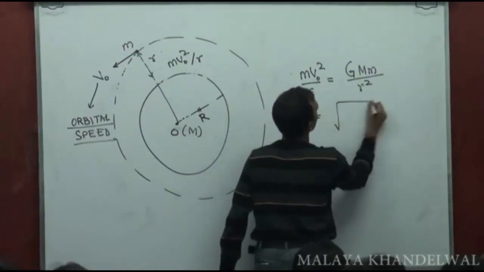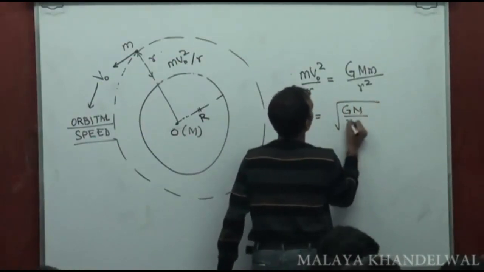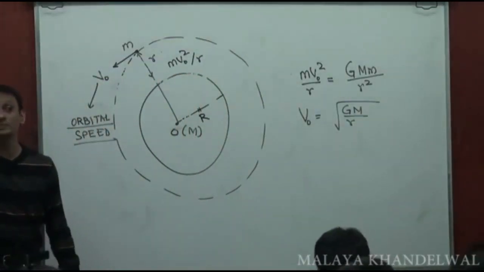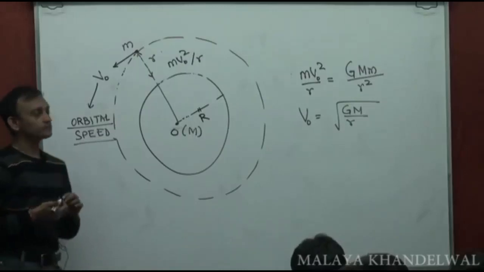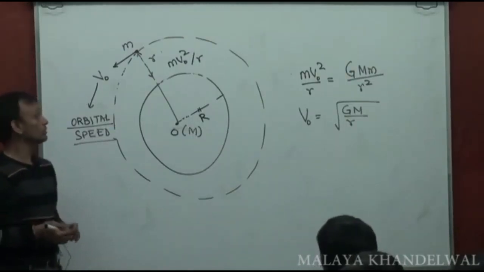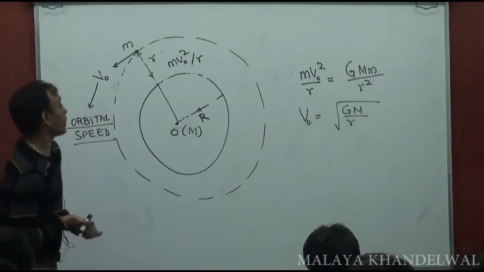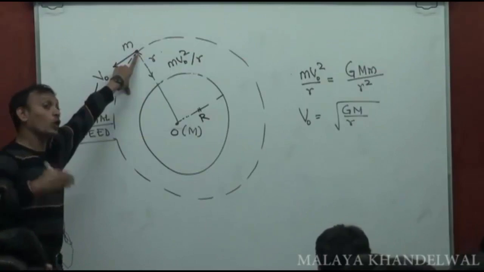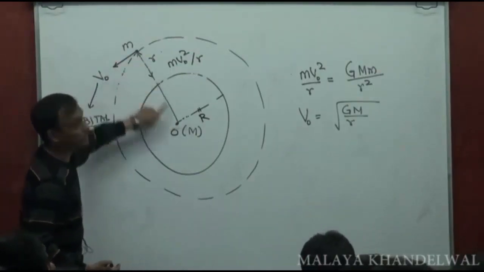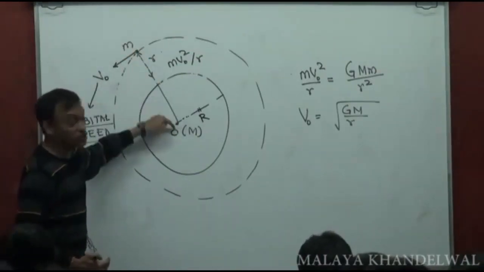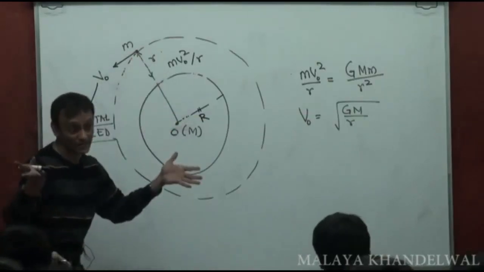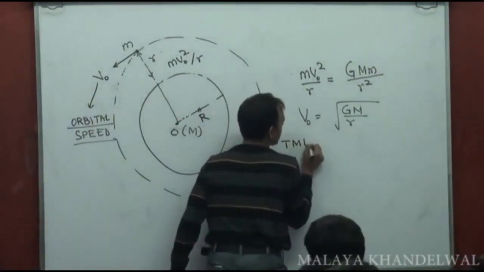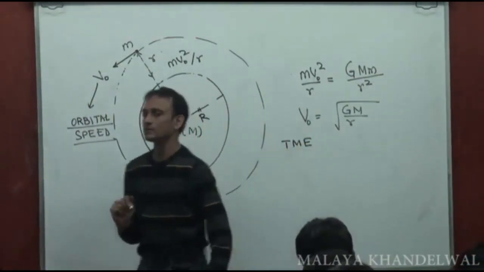V0 then becomes root of GM by small r, the orbital speed. The total mechanical energy: this satellite at this point has kinetic energy half m V0 squared and also has potential energy, which is minus GMm by small r, which is minus G capital M into small m by small r. That's its potential energy.